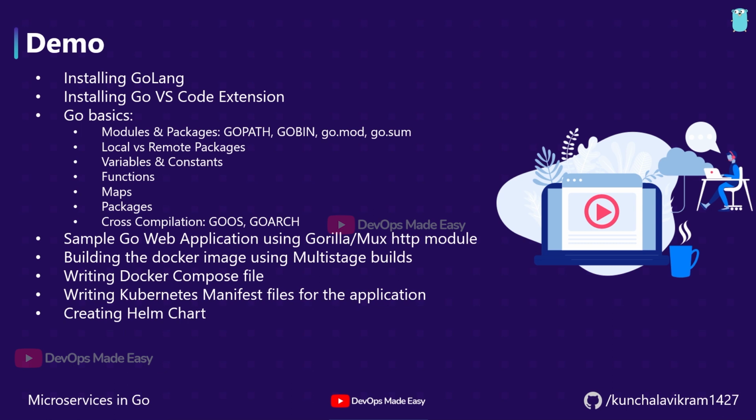Then we'll see how to write Docker file for this Go application using multistage builds. We'll also see what will happen if you don't use multistage builds and how much image size we can reduce by opting for multistage builds. Then we'll move on to writing the Docker compose file for the complete application, followed by writing the Kubernetes Manifest files like the deployment and service object. And finally, we'll also create the Helm chart to deploy our Go-based application.